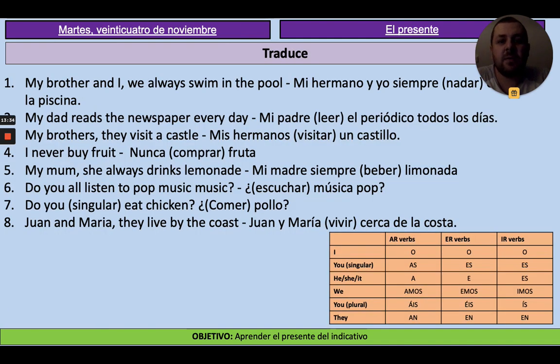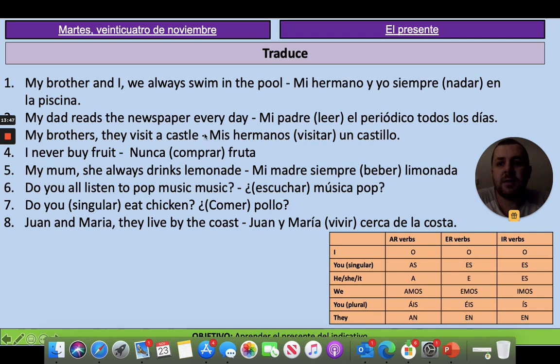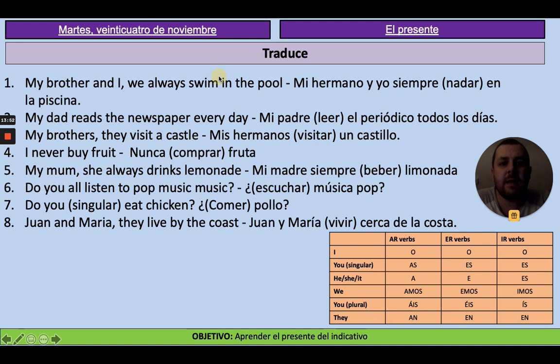Okay, so now, using what you've learned about present tense verbs, I want you to put the verb in brackets into the present tense, okay? So, let's have a look. Number one, you want to say, my brother and I, we always swim in the pool. I've given you the translation of that sentence: Mi hermano y yo siempre, but I've left the verb in brackets in the infinitive form. So you need to change that into the present tense. Mi hermano y yo siempre en la piscina.